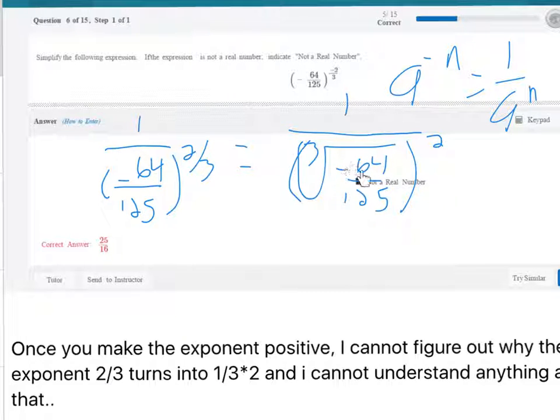So what is the cube root of negative 64? Well, that would be negative 4. Cube root of 125 would be 5. And so this will equal 1 over negative 4/5. Then I want to square that. So cube root of negative 64 is negative 4. Cube root of 125 is 5.